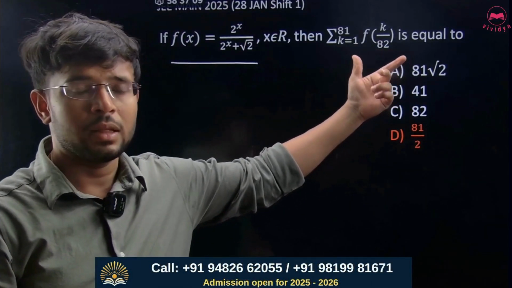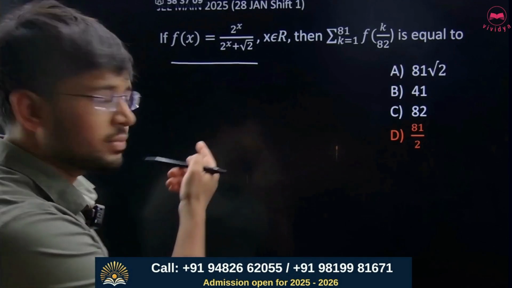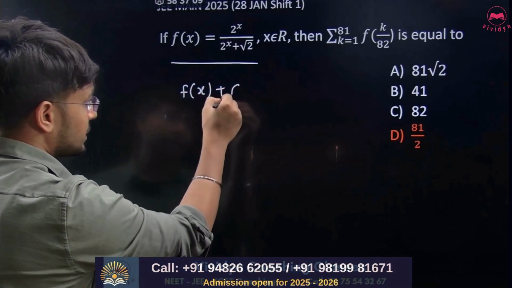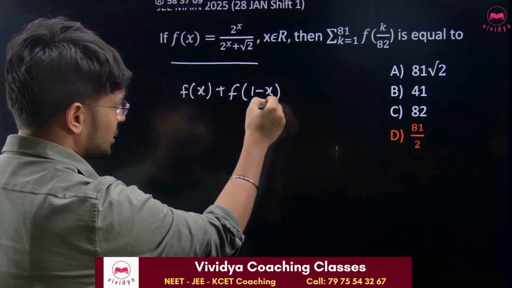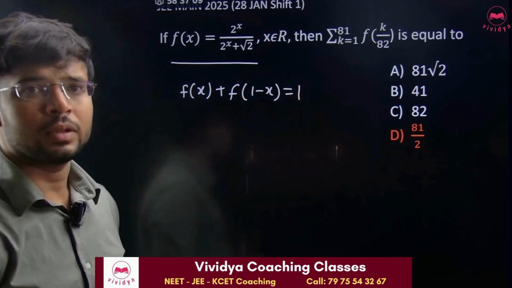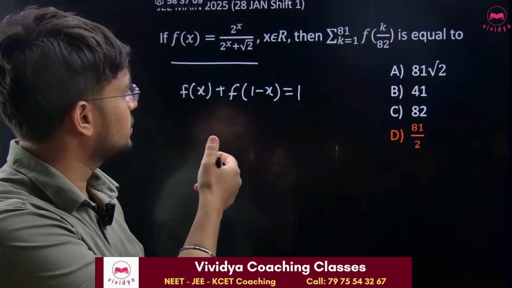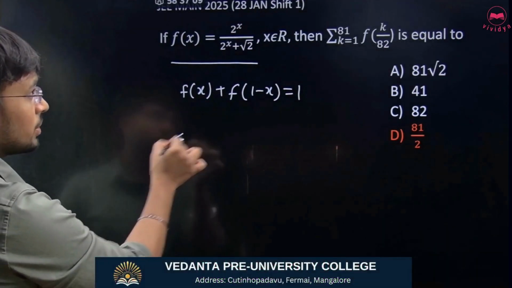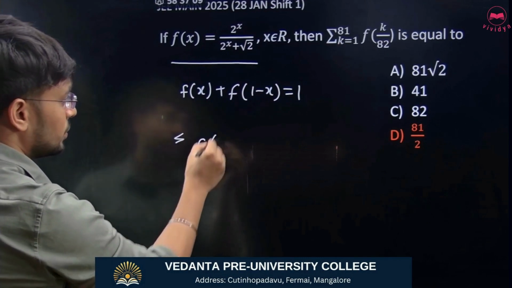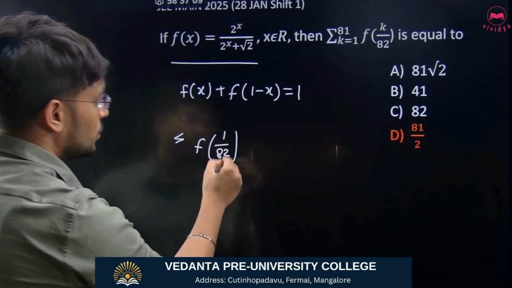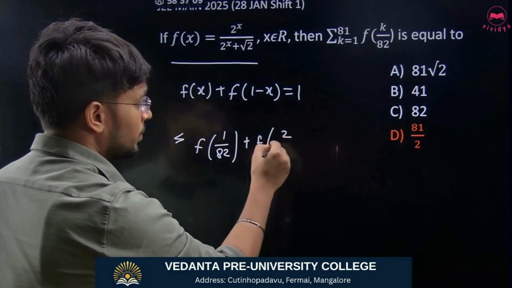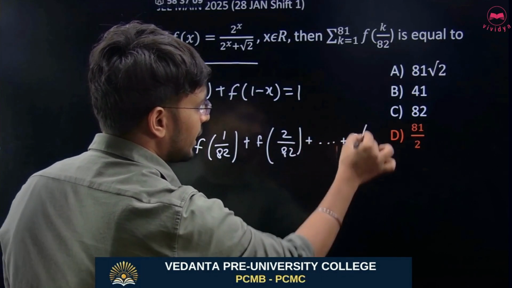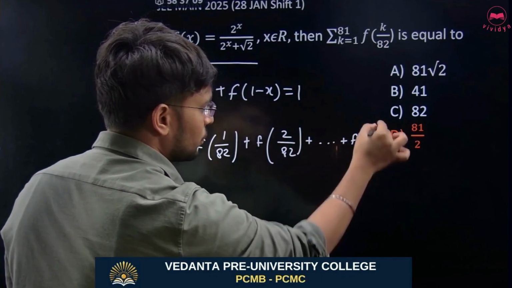Now, one thing about this functional equation, one of the very famous ones: if I go to try, f of x plus f of 1 minus x is always equal to 1 for this functional equation. Now, what they are asking me to solve is this. If I expand this, it is going to be f of 1 by 82 plus f of 2 by 82, and it will keep going till f of 81 by 82.